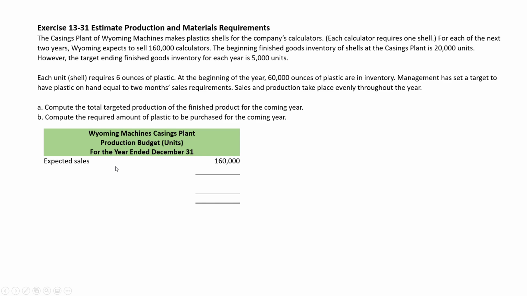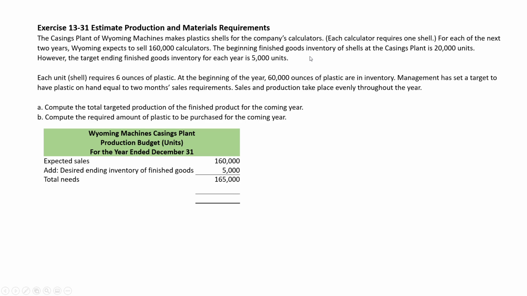So for most companies, they'll anticipate I want to have some finished goods inventory on hand as ending inventory. For this particular company, they tell us the target ending finished goods inventory is 5,000. So my total needs are my sales of 160,000 plus I want to have a buffer of 5,000 units on hand for a total of 165,000. Now again, you might think, okay, let's put that plan into action, produce 165,000. But keep in mind, I also have to consider, did I have any finished goods inventory already on hand that I can reduce those total needs, that much less that I don't have to produce?